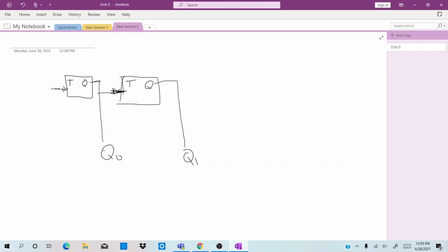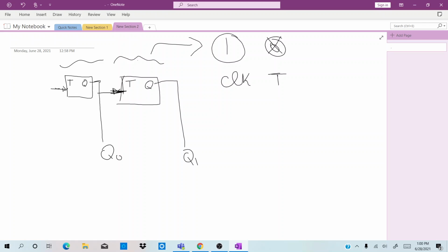So the working of these flip-flops depends on the clock. The clock is actually a positive edge trigger. So if the clock is 1, then the flip-flop is functional. If it's 0, it's not functional. The function of these flip-flops depends on this. So we know the table of the T flip-flop. So this is Q and this is the next state.